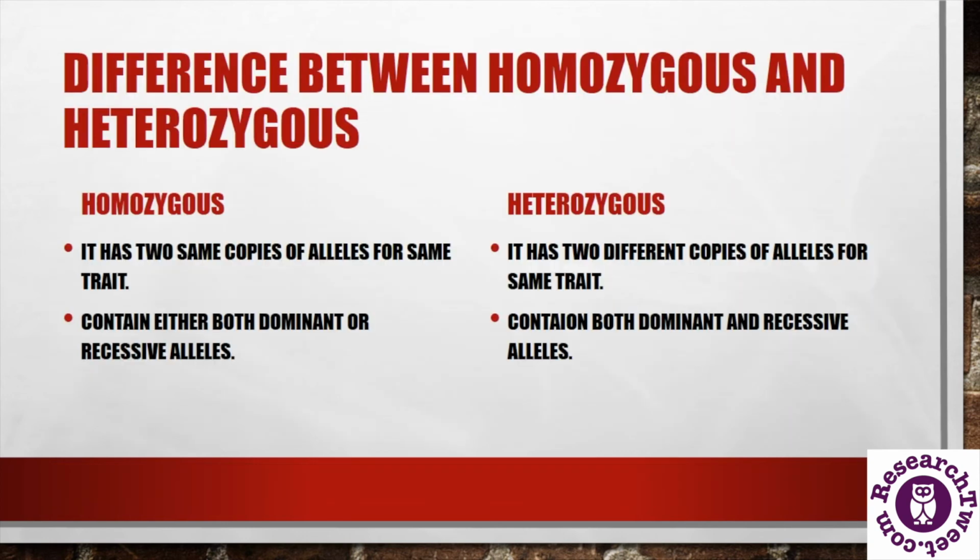Now, after discussing both the terms properly, homozygosity and heterozygosity, let's understand the differences between the homozygous condition and the heterozygous condition. In the case of the homozygous condition, it has two same copies of alleles for the same trait. Either both of them are dominant or both are recessive. But in the case of heterozygous, it has two different copies of alleles for the same character or trait. And in the case of heterozygosity, it contains both the dominant and recessive alleles in a particular homologous chromosome.